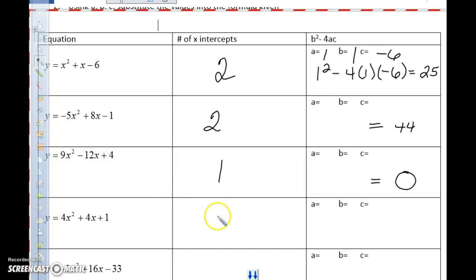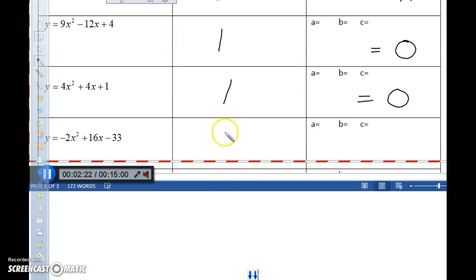The fourth one, how many x-intercepts? 1. What does the formula equal? 0. Okay, the next one. How many x-intercepts? 0. I'll go back. What did this one equal? Negative 8. It didn't cross the x-axis anywhere.